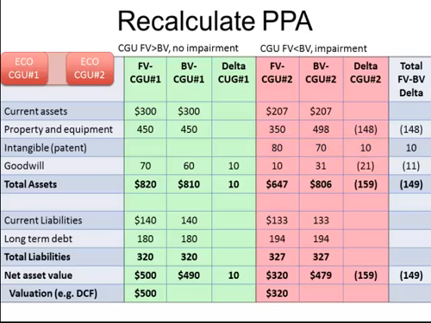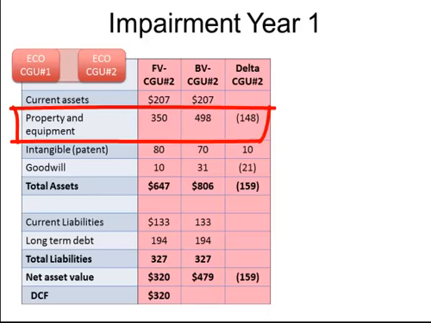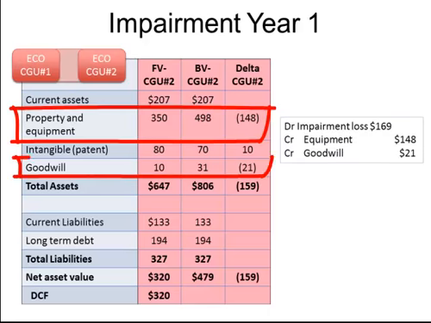However, with the decline in value of both the property and equipment and the goodwill, we have an impairment charge to take. Our impairment charge for the current year will amount to $169,000, and it specifically pertains to cash generating unit number 2. The property and equipment and goodwill will be written down to their fair values of $498,000 and $31,000 respectively at the reporting date.